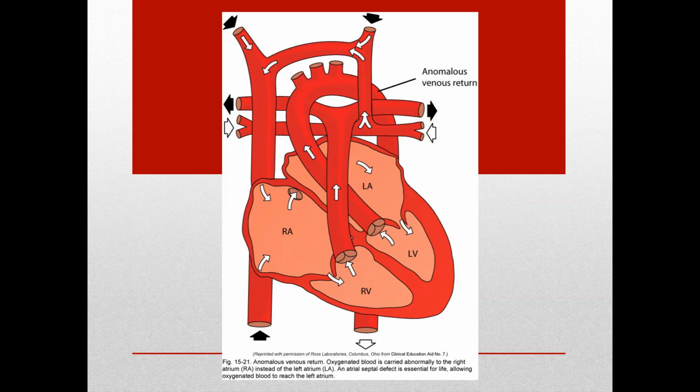So with total anomalous venous return, how does the blood get to the left side of the heart? Through the foramen ovale, right?